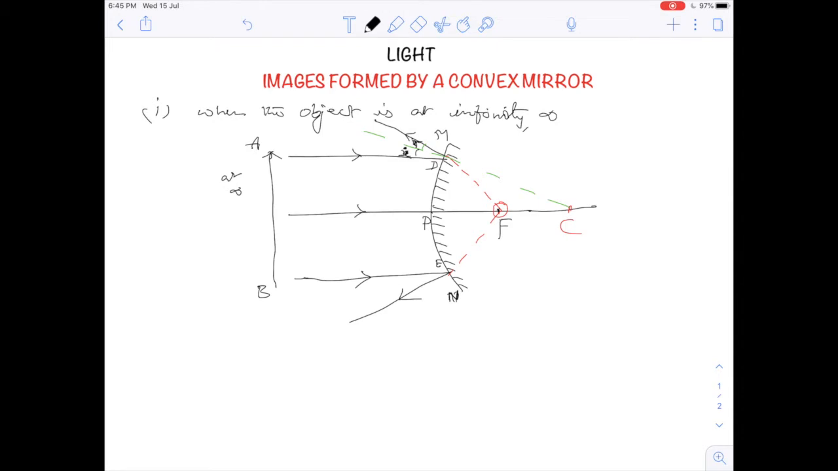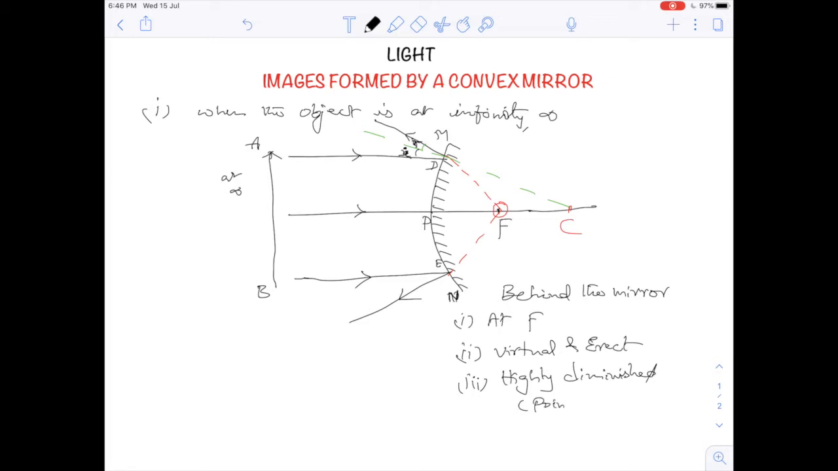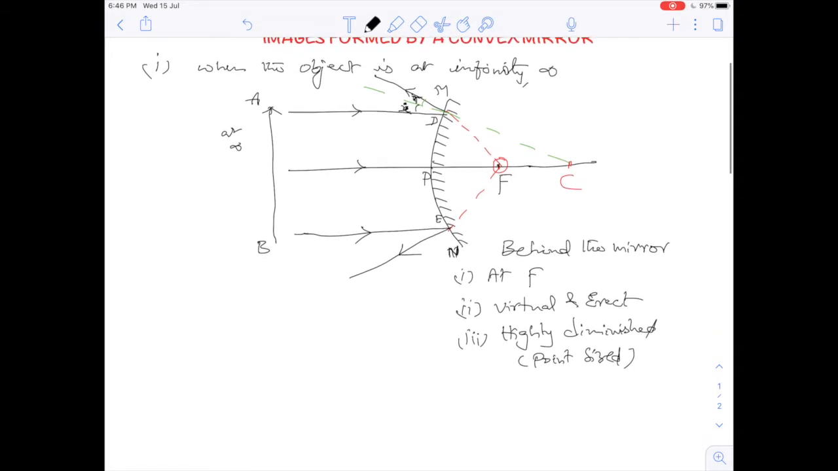So where is the image formed? The image is formed behind the mirror. Obviously for a convex mirror, focus and center are behind the mirror only. So the image is formed behind the mirror at F, and it appears to come from, so it is diverging from F, therefore it is virtual and erect, and because it is point sized, the image is highly diminished, meaning very small, so point sized. So these are the characteristics of the image formed by a convex mirror when the object is at infinity.